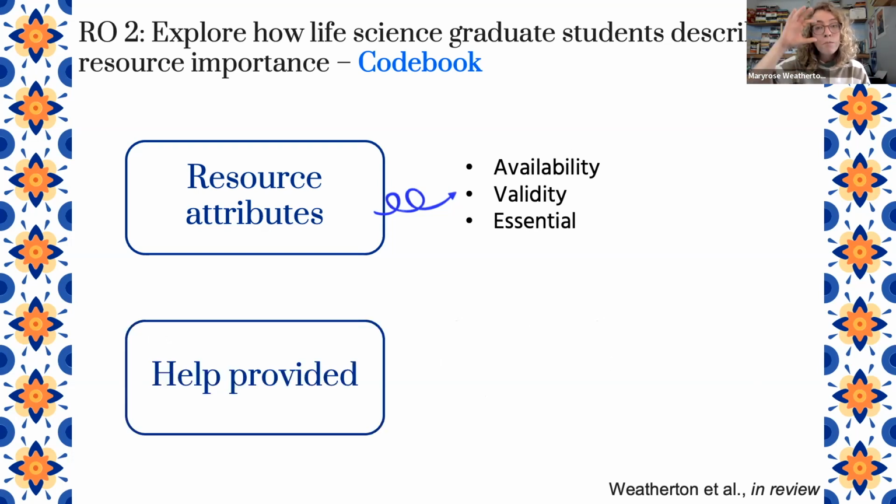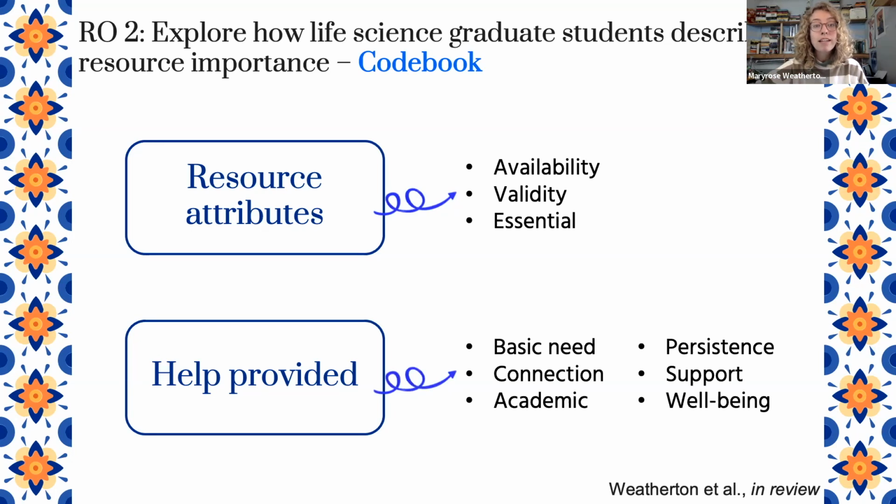So our second theme was help provided, and help provided was coded whenever participants described what they used a resource for or what the resource provided to them. So these responses were talked about in terms of very concrete benefits that participants derived from these resources. So some of the codes under the help provided theme included basic need, connection, academic, persistence, support, and well-being.